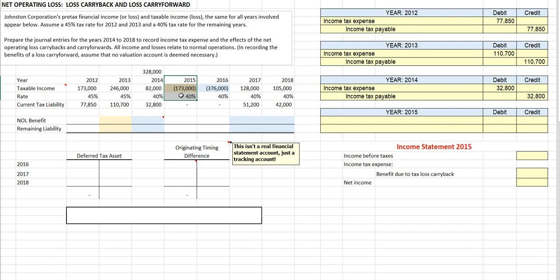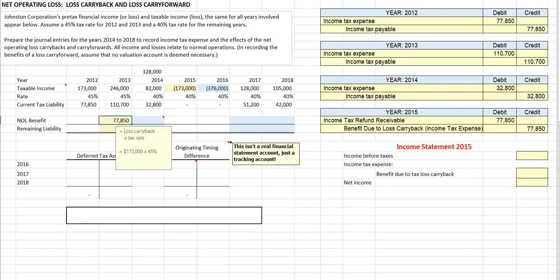Under the provisions of the old tax law and in our problem, we're going to carry that net operating loss back to 2013. Recall, we had $246,000 in taxable income and paid $110,000 in taxes. We will be able to offset that income with this $173,000 net operating loss and be able to get a refund of taxes we have paid in the prior years.